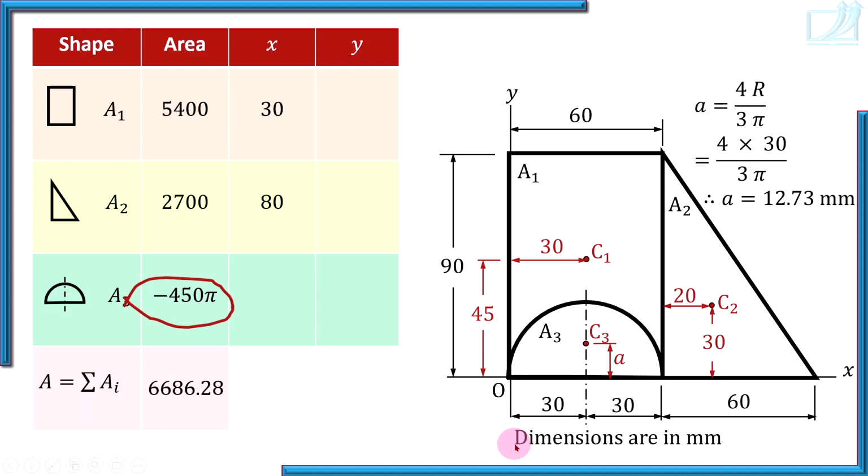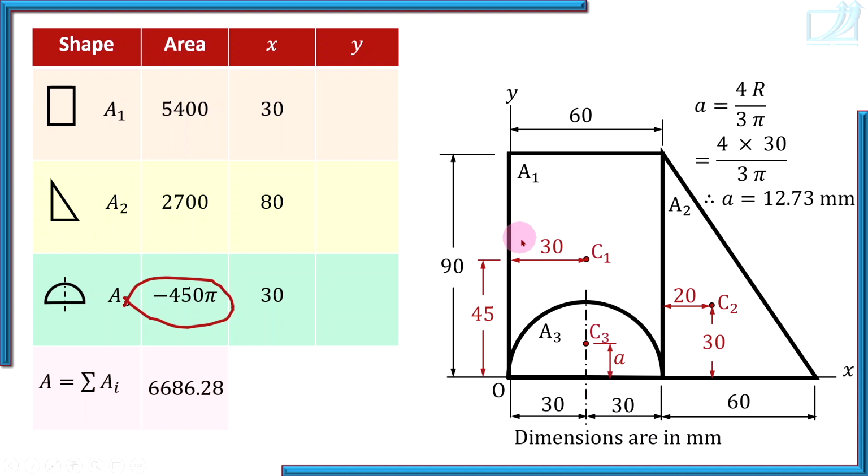And horizontal distance of C3 from y-axis. Now you know where is y-axis. So horizontal distance of C3 from y-axis, that is this distance, and it is 30. So put it here. But it is not just distance, it is x coordinate. On the right side of y-axis, x coordinate is positive. Now let's write y coordinates.